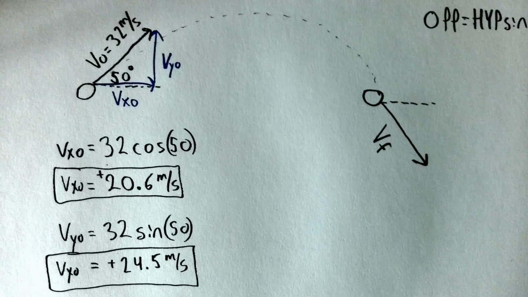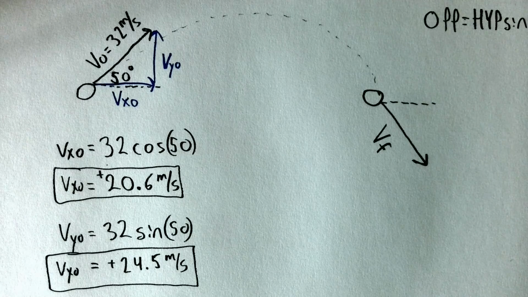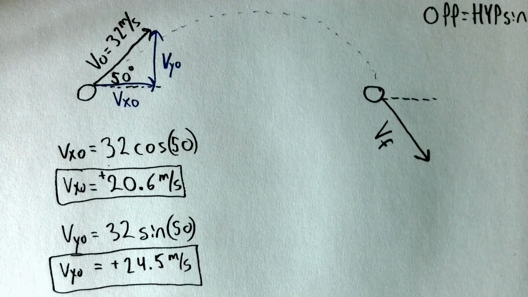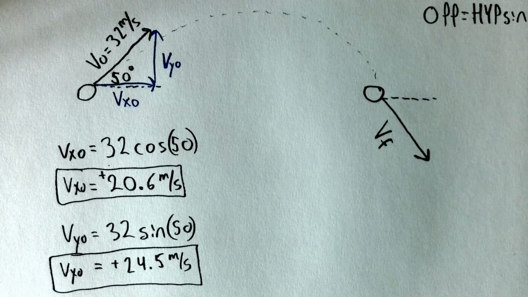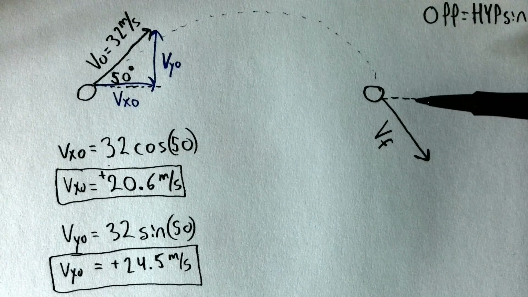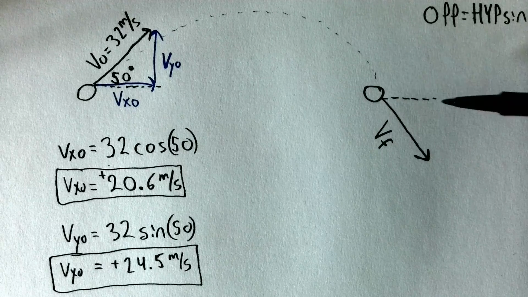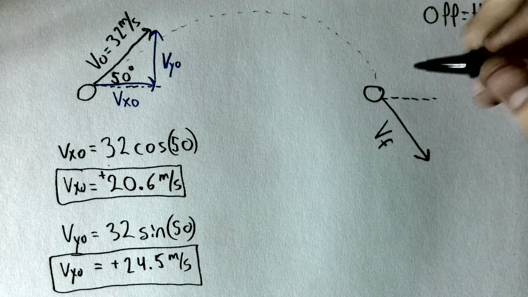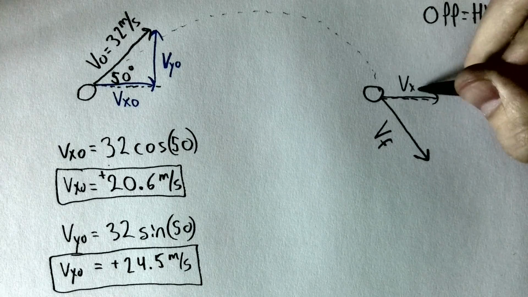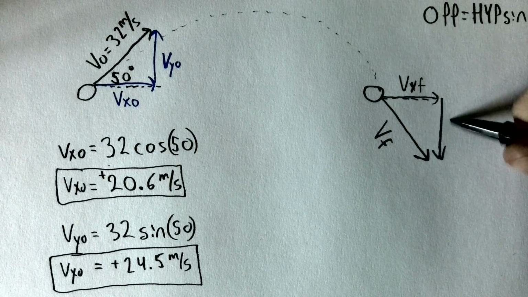And so over here, let's start with Vy final. So Vy final is an arrow that points up or an arrow that points down. So in this case, when it returns back to the ground, is it moving down or up? Down. It's moving down and to the right. So we have a similar looking triangle. We have Vx final and we have Vy final.